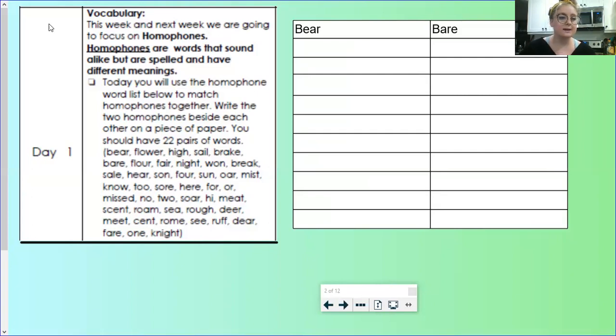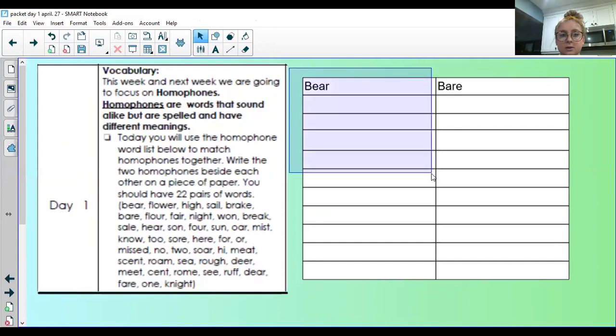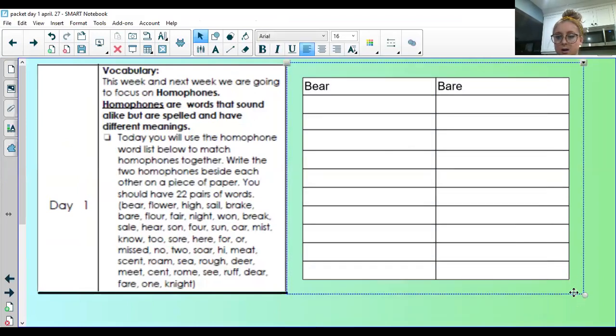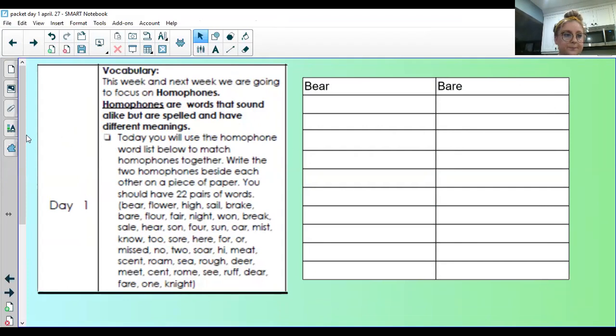Now, I realized that I need to make 2 of these charts, so I apologize. Let me make the second one.